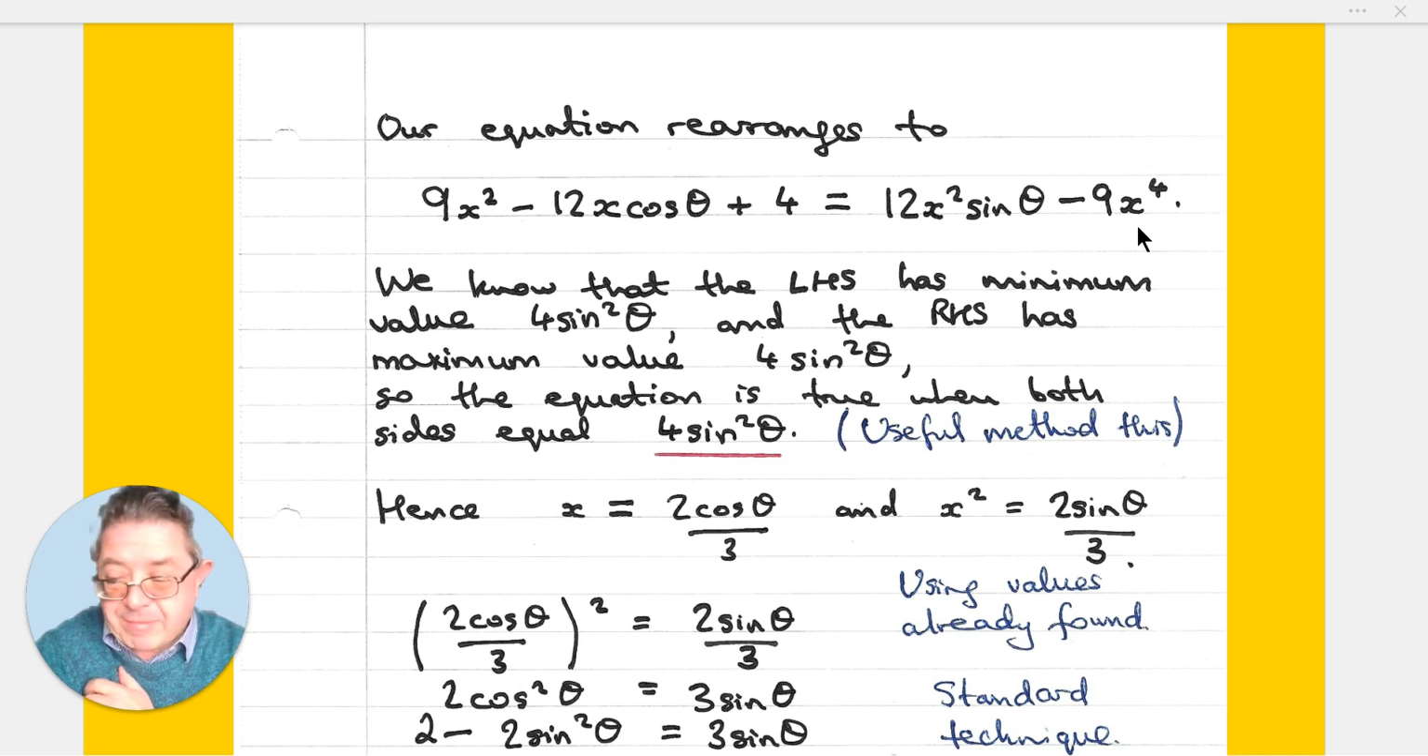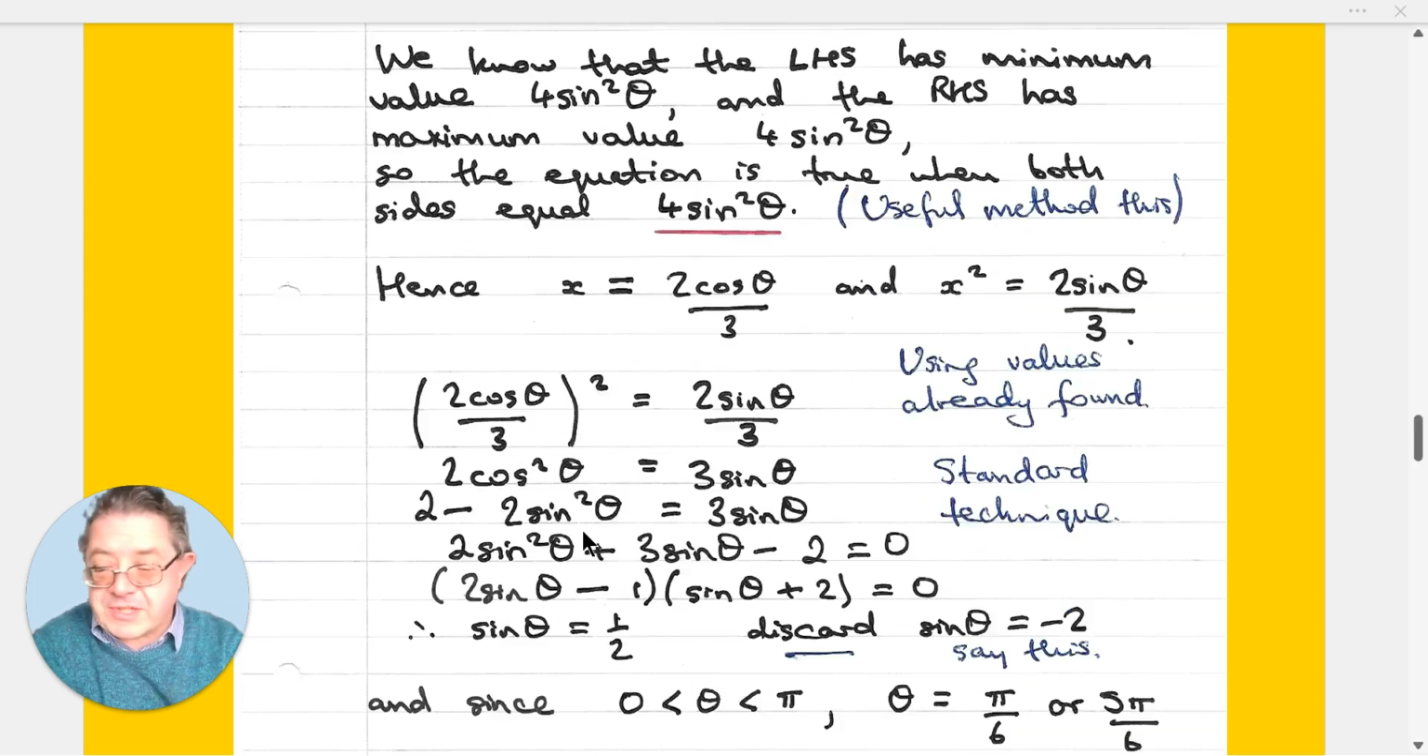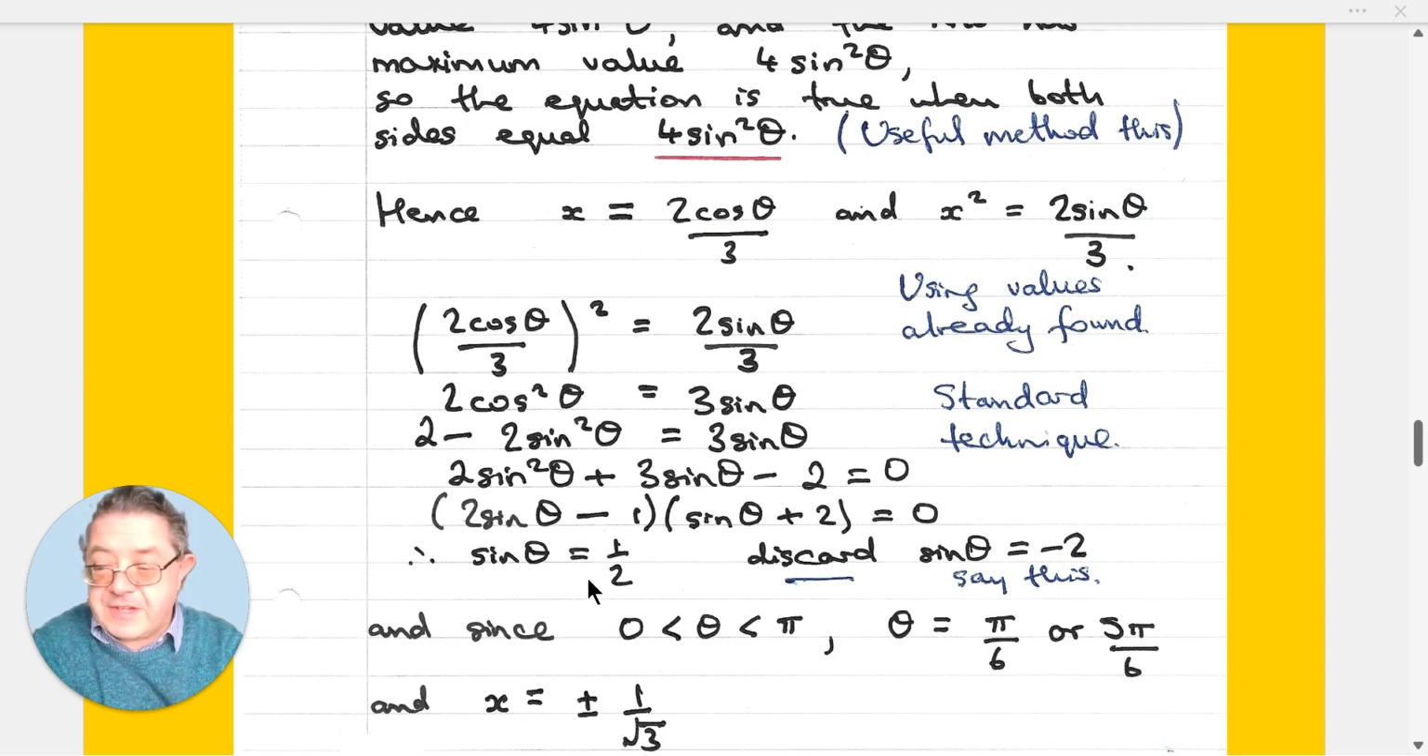That's not guaranteed to happen, so we need to find the x value at which that happens if it does. So for the left hand side we need x equals 2 cos theta over 3, and for the right hand side we have x squared equals 2 sine theta over 3. So eliminate x and rearrange. We get a trigonometric equation which we solve using a standard technique. Sine theta equals a half or minus 2. Discard the minus 2 and make sure you note that you've done that.